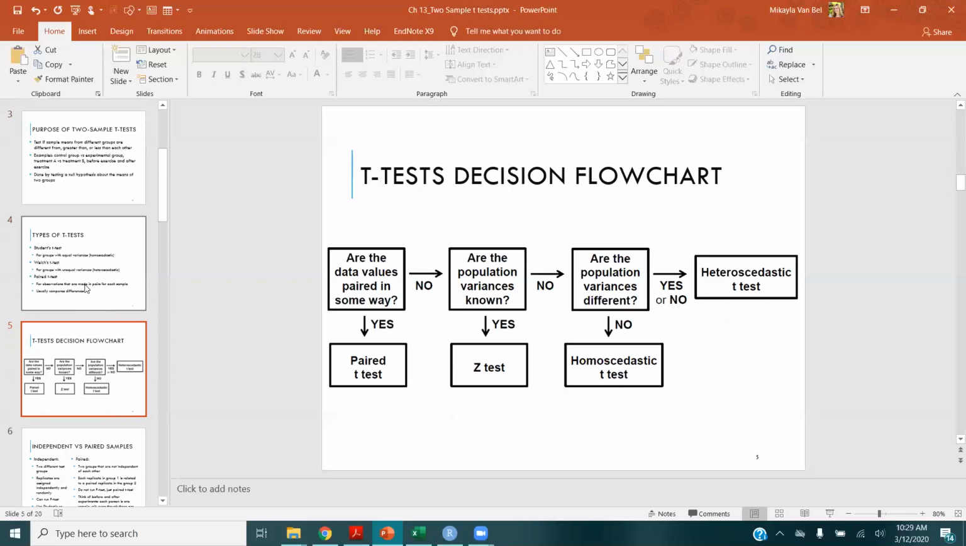Here's a helpful decision flow chart for a two sample t-test. The first question we need to always ask with two sample groups is, are the data values paired in some way? If they are, we go directly to a paired t-test. If they're not, we're going to skip over the z-test part for lab, but of course, if you know the population variances, we're always using the z distribution. But for this lab class, we go to, are the population variances different? If they are different, we must use the heteroscedastic or Welch's t-test. If they are the same, we use the homoscedastic or student's t-test.